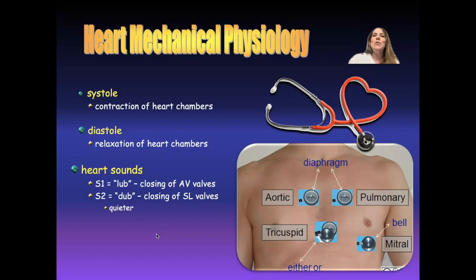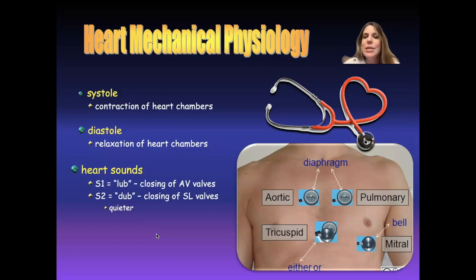What these correlate to is the closing of the valves. If you think back to the anatomy of the heart that you learned about, you have two AV valves, left and right, also called atrioventricular valves. On the left side, it's called the mitral valve, and on the right side, it can also be called the tricuspid valve. When you hear that lub sound using the stethoscope, that's correlating to the closure of those AV valves that separate the atria from the ventricles.